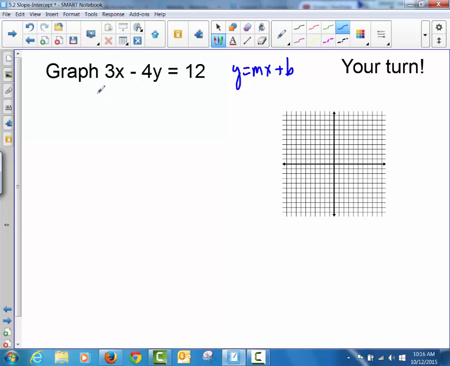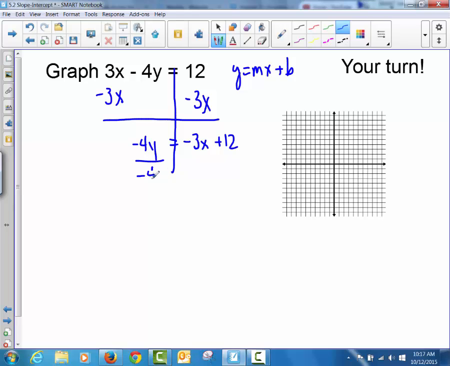Okay, so let's not get rid of, but let's move the 3x to the other side. So we minus 3x on the left side, minus 3x on the right side. That gives us negative 4y is equal to negative 3x plus 12. We divide by negative 4 to get the y by itself. And that gives us y equals 3/4. It's positive because negative divided by negative is positive. X. Positive divided by negative gives you negative 3.